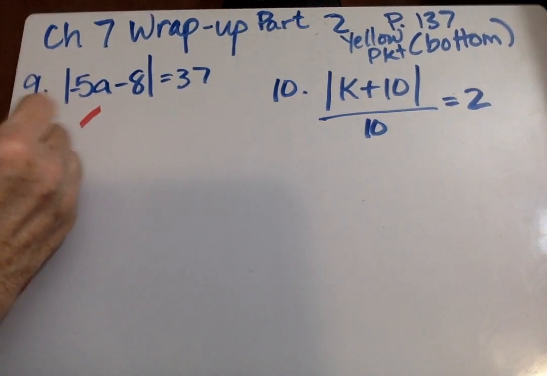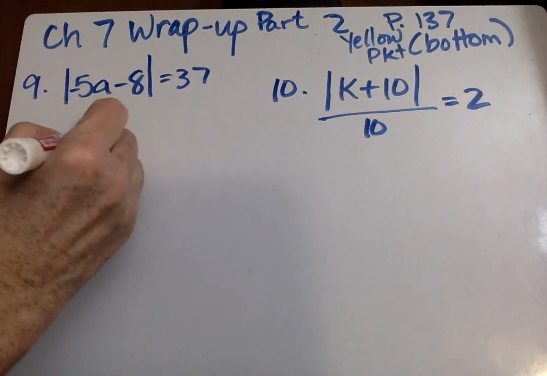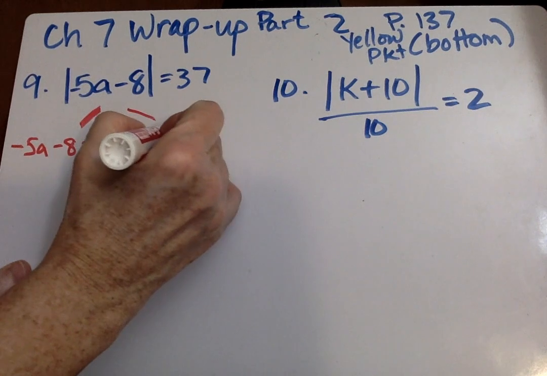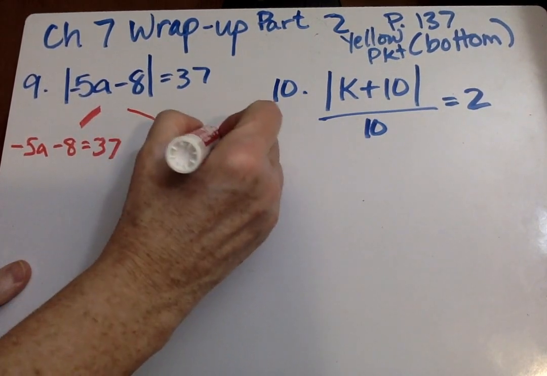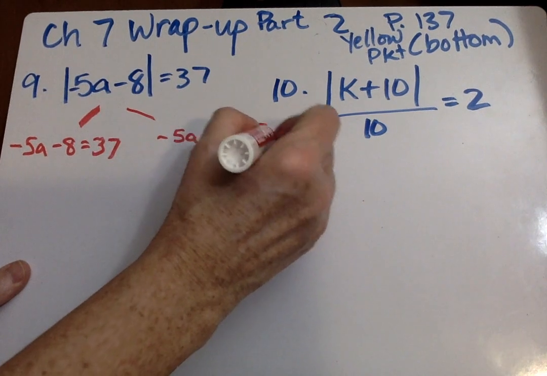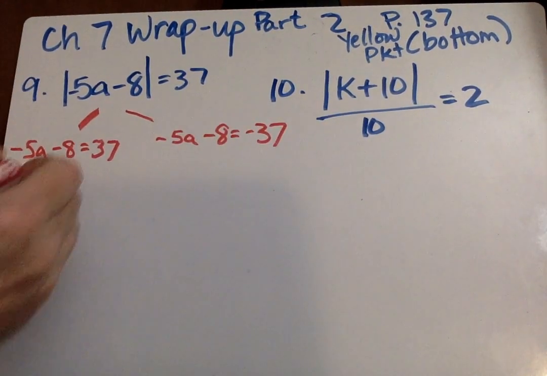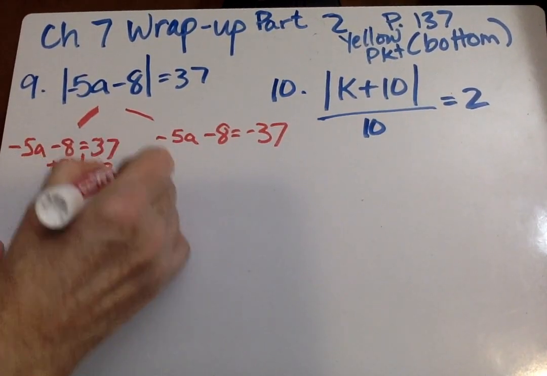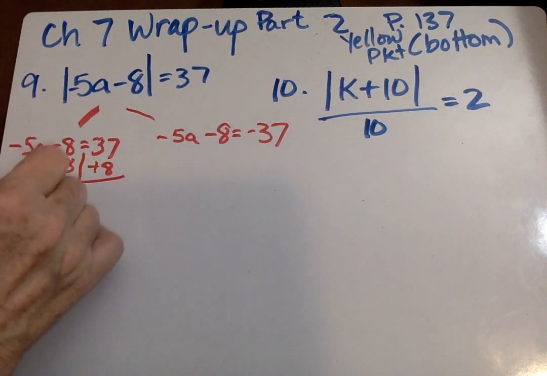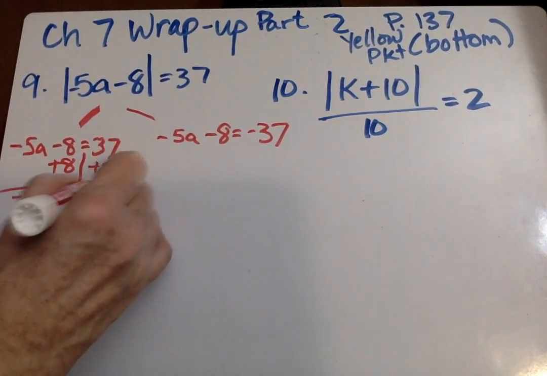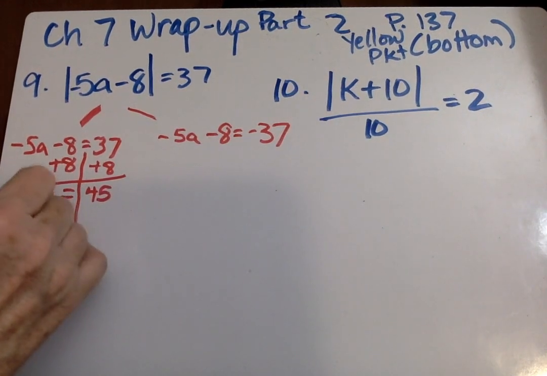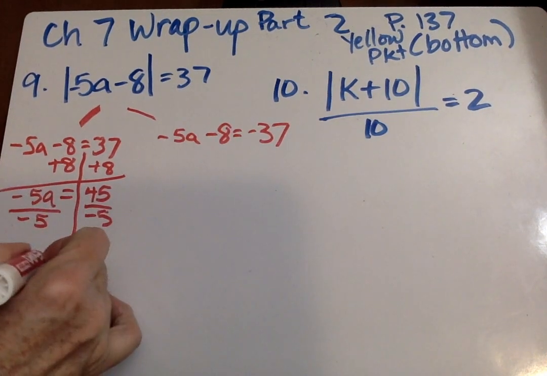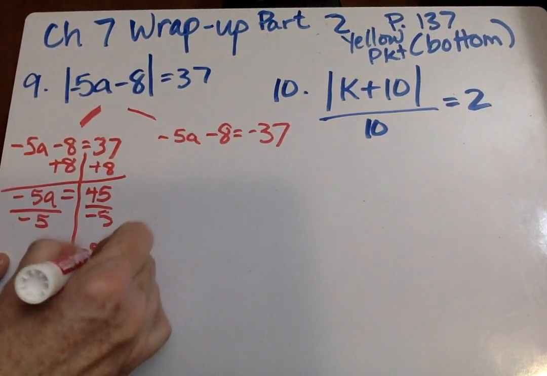So negative 5a minus 8 equals 37. And I'll solve for that. Our second equation, negative 5a minus 8 equals negative 37. And then I solve for each of these. Line down the equal sign, add 8 to both sides. Negative 5a equals 45. Divide by negative 5. And again, this is negative 5 times a, that's why we divide. So a equals negative 9.